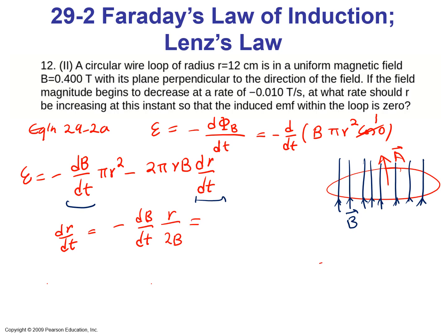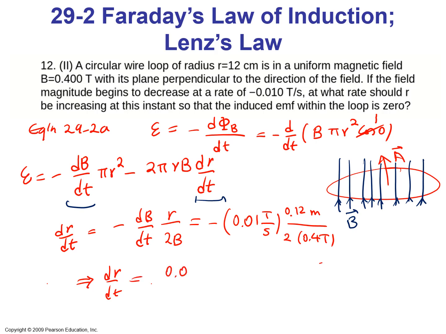Let's plug in the values. Minus 0.01 Tesla per second multiplied by r, which is 12 centimeters, so it's 0.12 meter, divided by 2 times 0.4 Tesla, the magnetic field. Therefore, dr over dt becomes 0.0015 meter per second, or 1.5 millimeter per second.